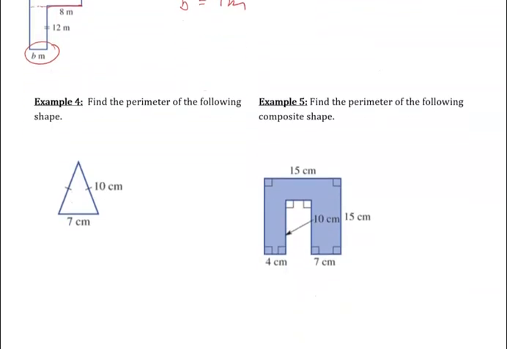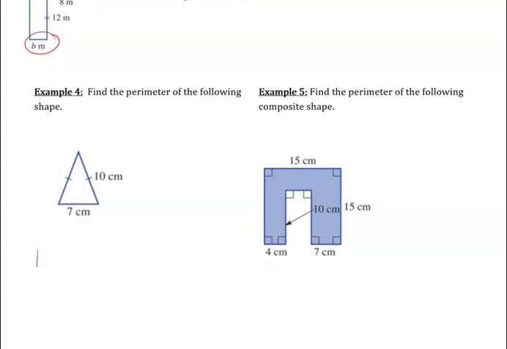To find the perimeter of the following, well, that's a piece of cake. The perimeter equals 7 plus 10 plus, what's our missing number? There's that little sign again, plus 10. So if I'm not mistaken, that's 27, and this is where I put the unit in. Therefore, the perimeter is 27 centimeters.